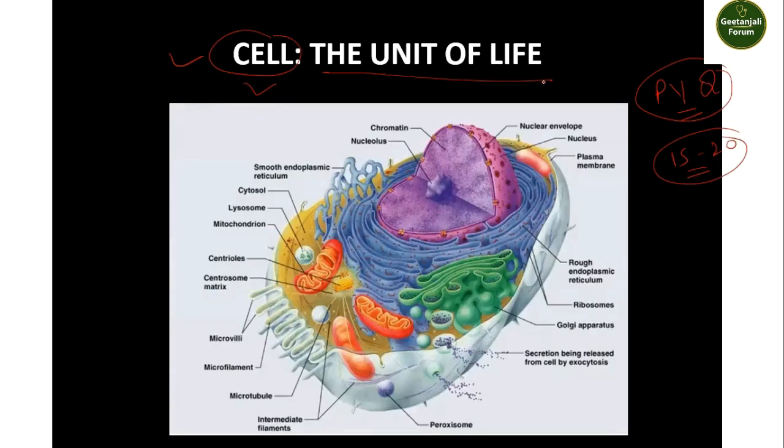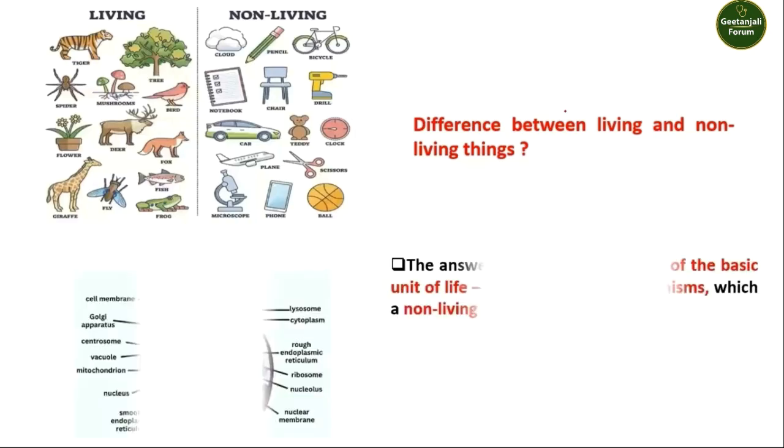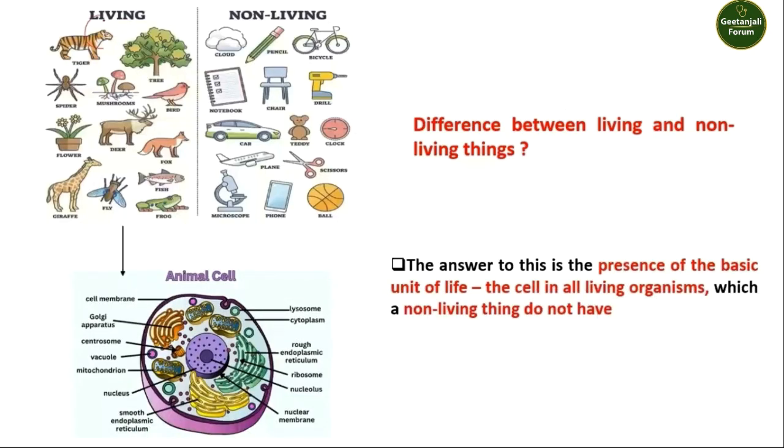So let's start with the chapter Cell, the Unit of Life. First is the difference between living beings and non-living things. The difference between living beings and non-living things is that in all the living beings, a cell is there, which is not found in non-living things.